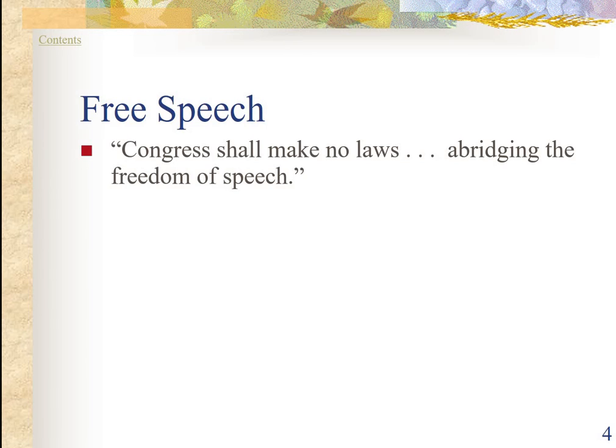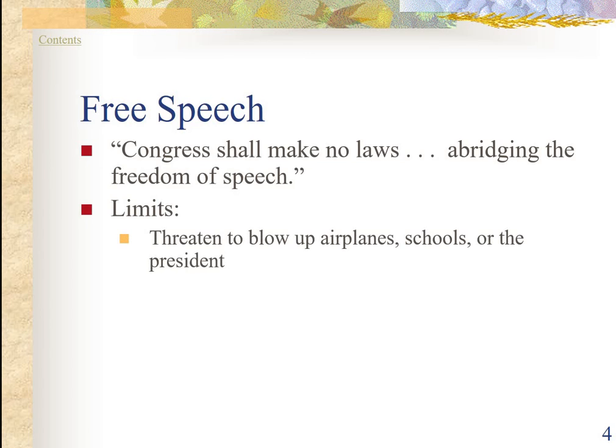Congress shall make no law abridging the freedom of speech. There are limits, however. You cannot threaten to blow up planes, schools, or the president. Threats are not covered in free speech. So you may hear someone say, yes, I have the right to threaten you, it's my free speech. They do not. That is a threat. Sexual harassment is also not covered by free speech. So in a situation of sexual harassment, if someone says, oh, I have free speech, you do not. That is incorrect.